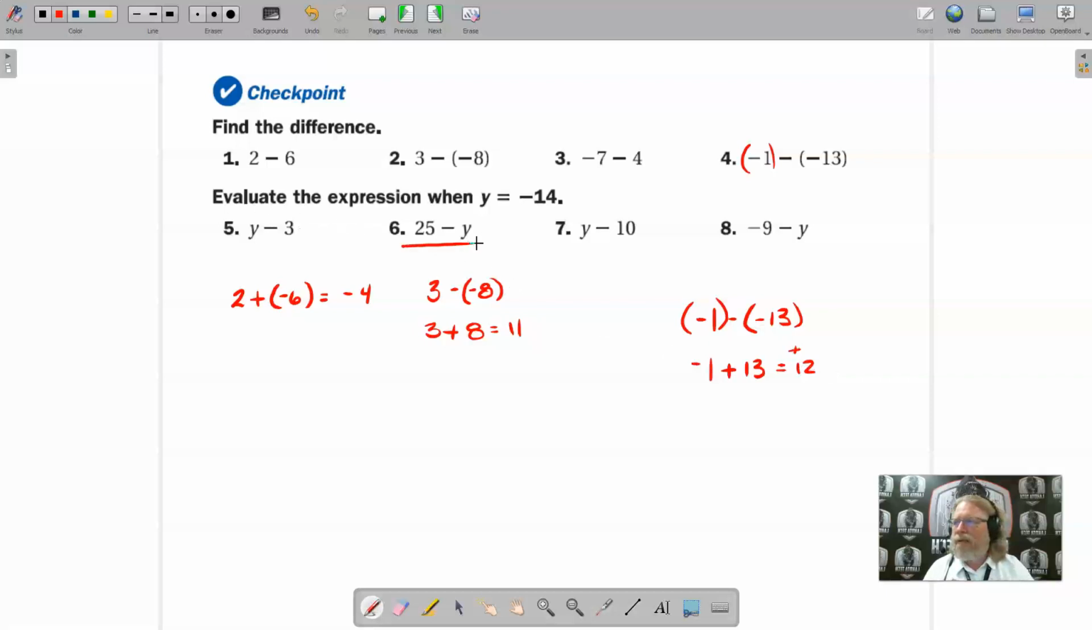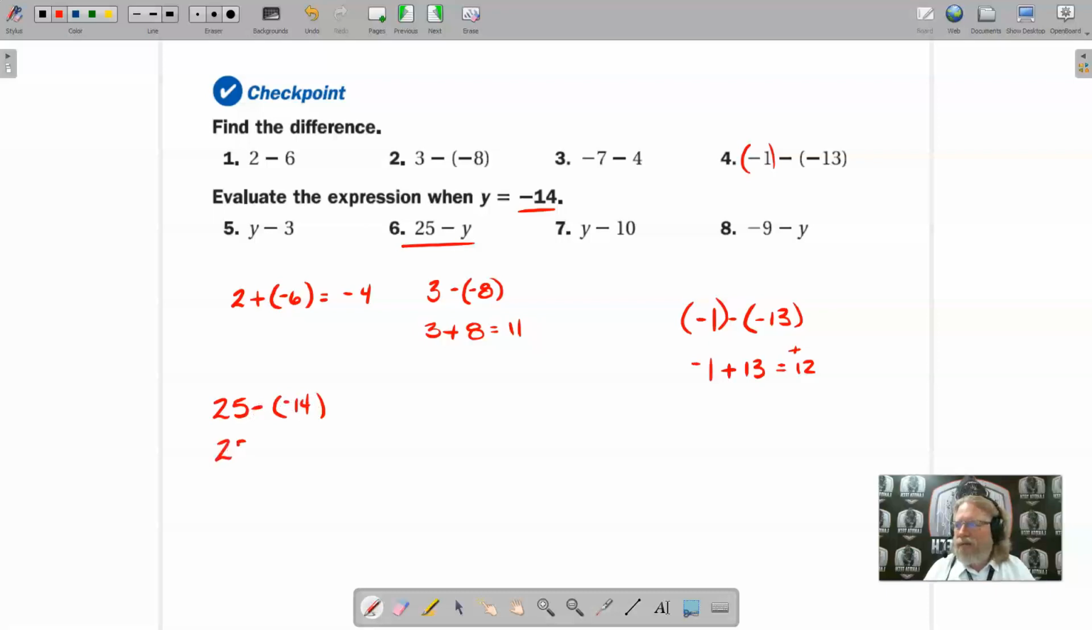Let's do number 6 right here, 25 minus y. Now, I haven't even looked up here. Well, now I am. It's negative 14. But I just rewrite it. 25 minus, and then whatever y is, I create a parentheses space to hold that value in. And here's why. The reason for it is that whenever I put that negative 14 in there, it keeps this negative sign separate from the subtraction sign.